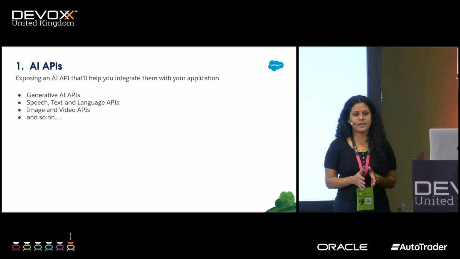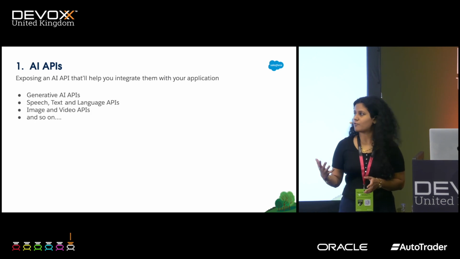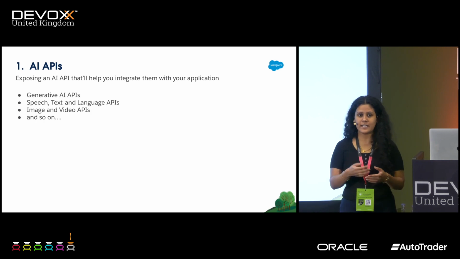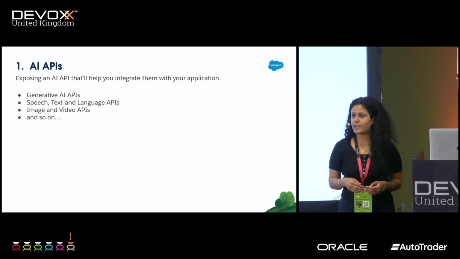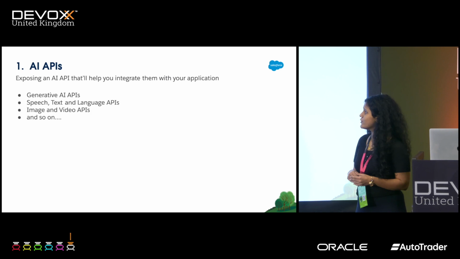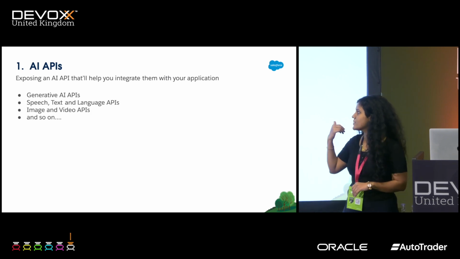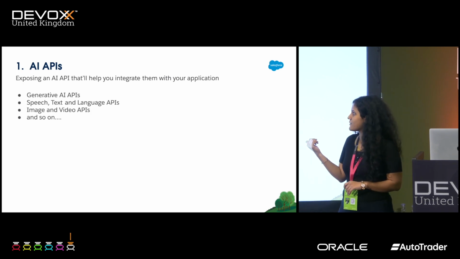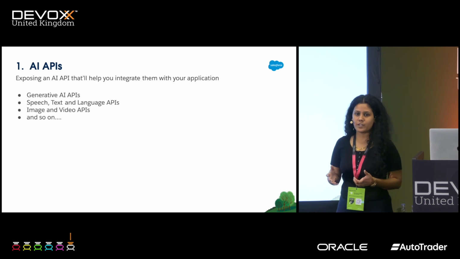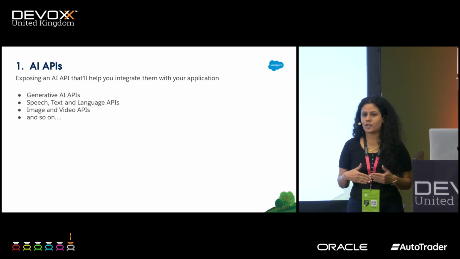Basically, AI APIs are those already produced and available in the market and available to the public, and those are the AI API endpoints that you can consume. You can directly integrate them within your application. I'll give you some examples. There could be generative AI APIs, text and language APIs, image or video APIs, which already have AI enabled in them. All you need to do is just consume these APIs.